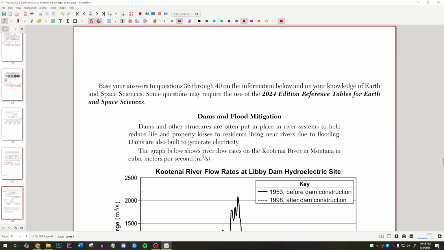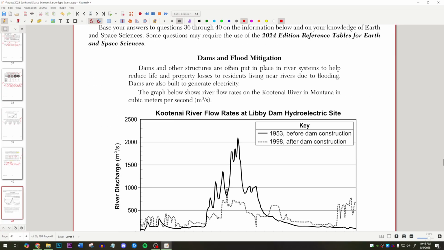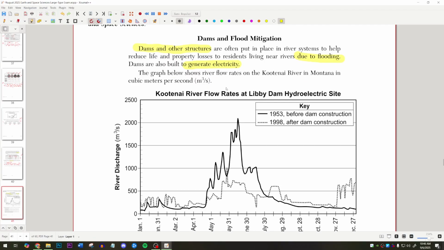Okay. Base your answers to 36 through 40 on the information below and your knowledge of Earth and space science. Okay, dams and flood mitigation. Dams and other structures are often put in place in river systems to help reduce life and property losses to residents living near rivers due to flooding. So dams prevent flooding. Dams are also built to generate electricity, so it's like a 2-in-1. The graph below shows river flow rates on the Kootenai River in Montana in meters per second.